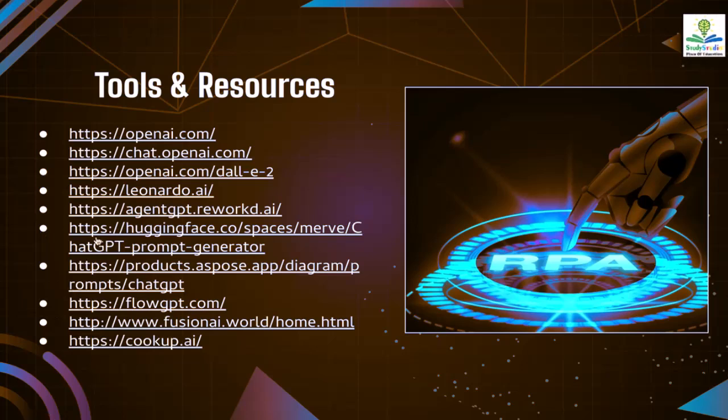So these are the four main tools, and the rest are supporting tools. We also have Agent GPT, which is our autonomous AI agent, and we have Hugging Face, product Aspose, FlowGPT, Fusion AI, and Cookup AI. All these are AI prompt generators, right? So let's talk about the first one, OpenAI.